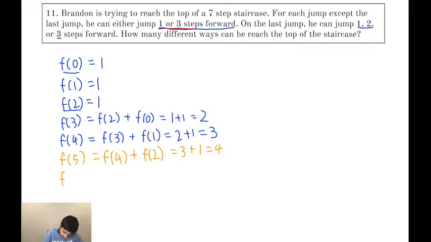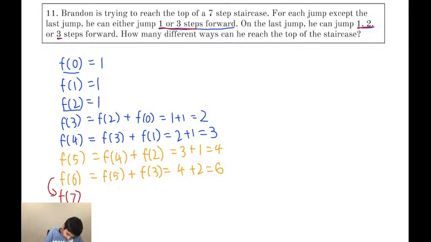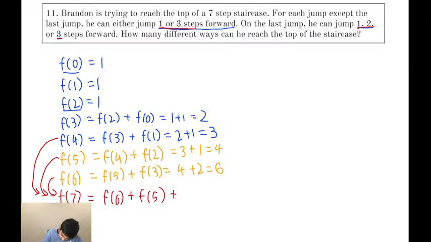F of 6, again, we're repeating the same process. We take a 1 step jump from f of 5 or a 3 step jump from f of 3, so f of 5 plus f of 3. F of 5 is 4, f of 3 is 2, we're left with 6. And f of 7, here's where things get a little bit tricky. Now we can take a 1, 2, or 3 step jump. So you can either take from 6, 5, or 4, not just from 6 and 4. Now you can also take from 5. So now we just do f of 7 equal to f of 6 plus f of 5 plus f of 4, which is 6 plus 4 plus 3, which is 13, the answer to this problem.